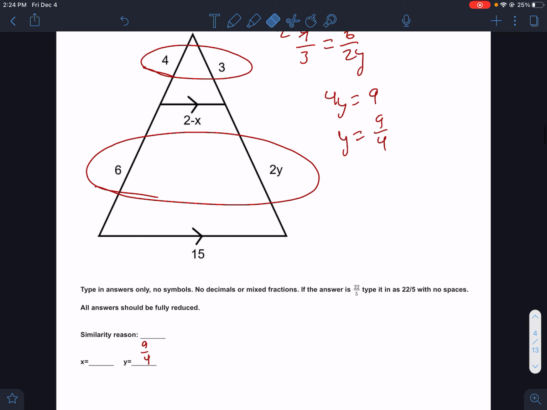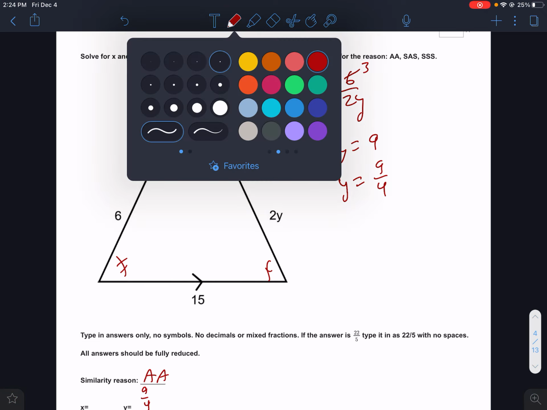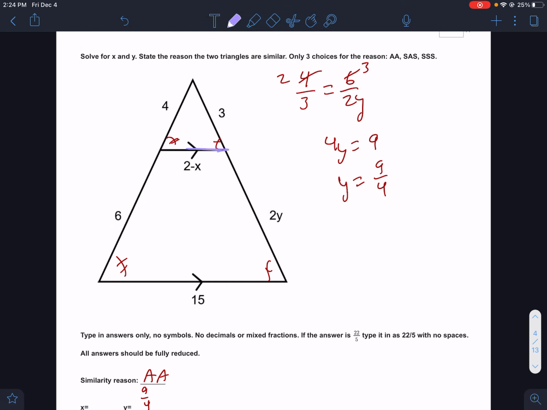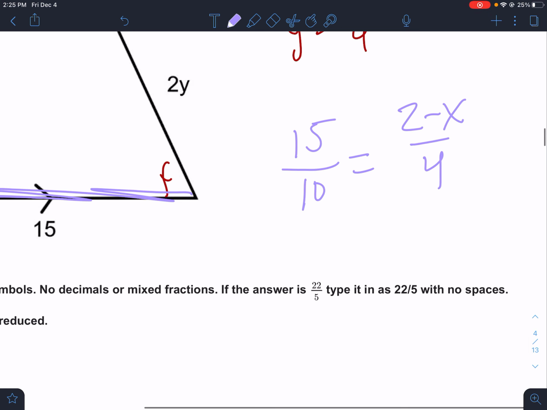Oh, they wanted the reason that they're similar? Well, if the lines are parallel, then corresponding angles are going to be equal. So the reason is angle, angle. And then to get x, x is on the actual parallel line. So we have to focus on the big triangle. So 15, the bottom of the big triangle, has to go over 10, the left of the big triangle. And that would equal 2 minus x, the small triangle bottom, over 4, the big triangle bottom. That's the proportion based off the picture.